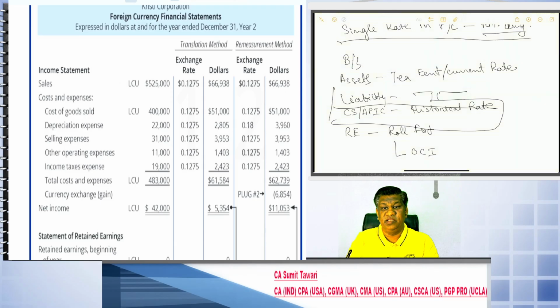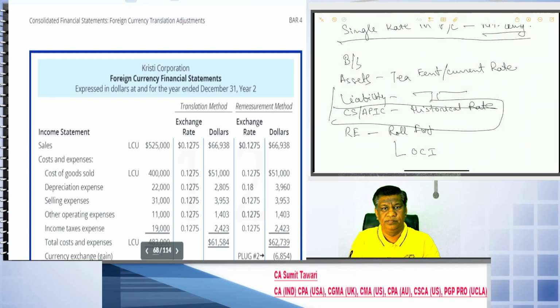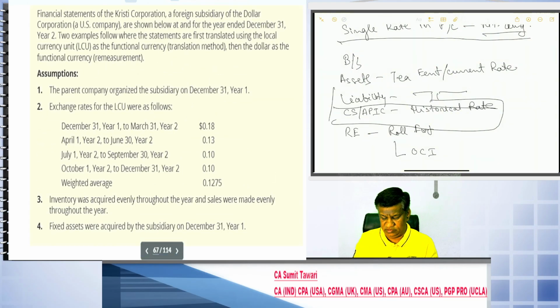Okay, so here, if you see from here, 0.18 is my closing rate. You need to calculate with this historical rate.